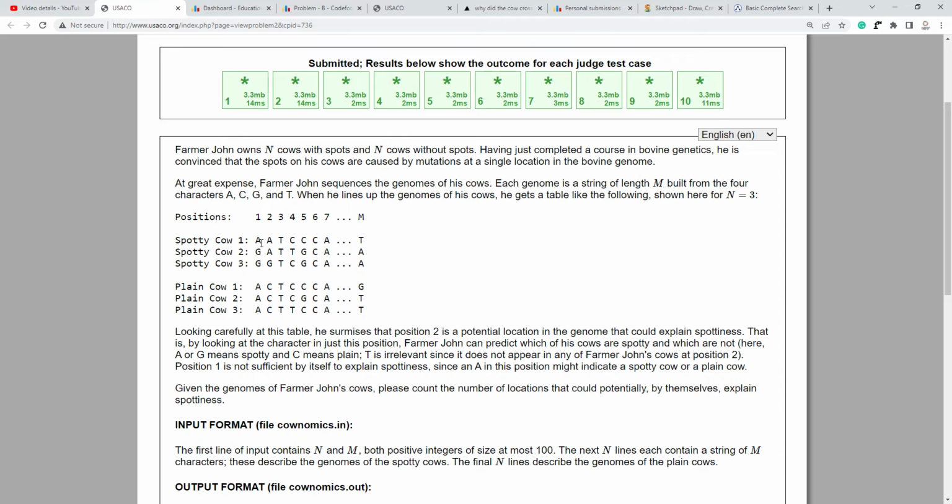the letters for the spotty cows are all distinct from the ones in the plain cows. For example, the first position doesn't work because there's an A in spotty and there's an A in plain. So you cannot by itself determine whether this is a spotty or a plain cow, because it could be both. But on position 2, there's AAG and CCC. Here, if it's an A, it must be a spotty cow, because a plain cow at this position does not have an A. And same thing for G and same thing for C. Position 3 would not work because there's a T in both the spotty cows and the plain cows.